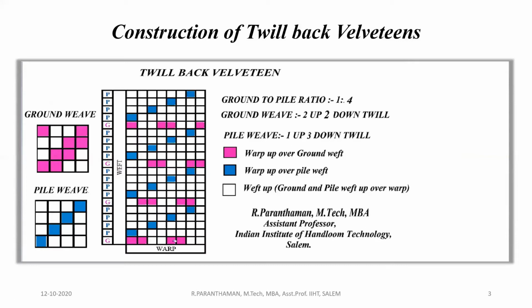So here, red color solid mark indicates warp up over ground weft. Blue color solid mark indicates warp up over pile weft. The blank boxes indicate weft up, ground and pile weft up over warp.